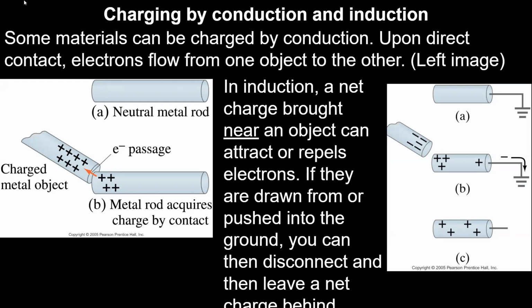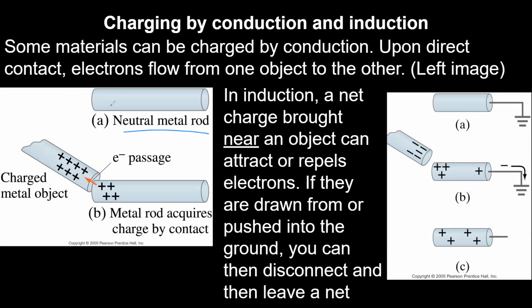I feel like that's straightforward enough, but if not, here's an example, this one on the left. Let's say we have something neutral, but it can conduct electricity. All metals are conductors. If you put a charged metal object next to and in contact with this neutral metal, the electrons will pass through the area where they are touching, and they will travel up to this positively charged thing in order to help balance out the difference in charge.